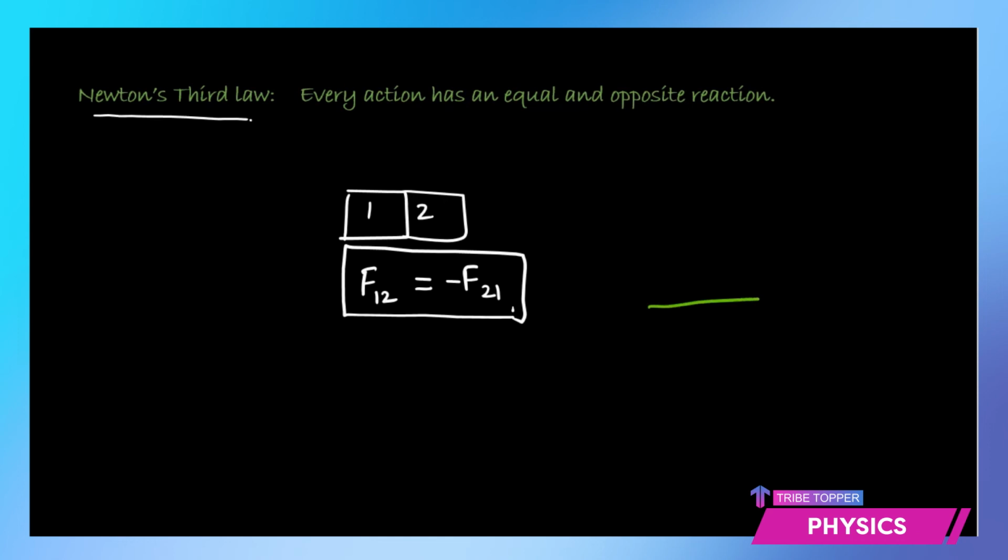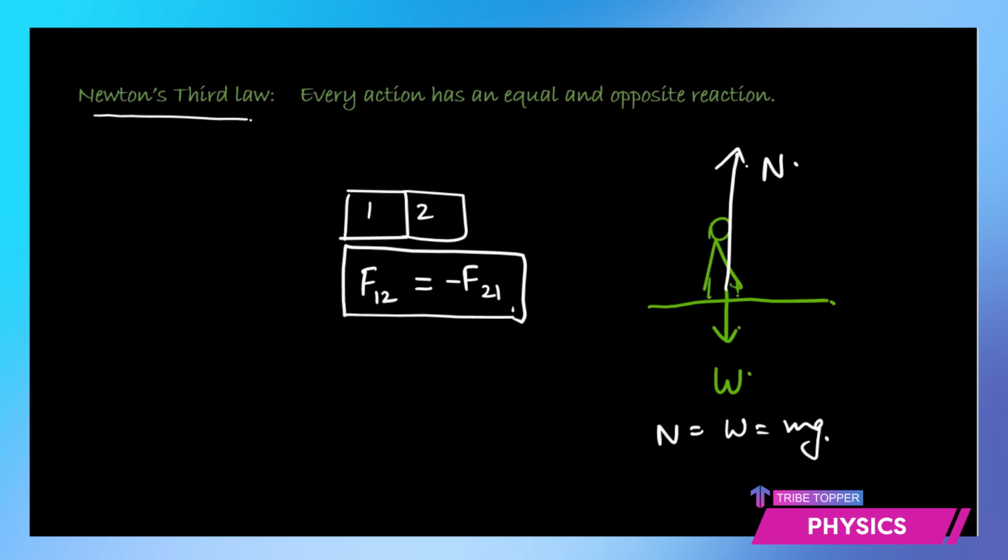From here you have to remember that if you are standing somewhere, you exert your weight W as an action, and in turn you receive a normal reaction N upwards. So your normal reaction is always equal to your weight, which is mg. But this is true only when you're standing like this on a horizontal platform.